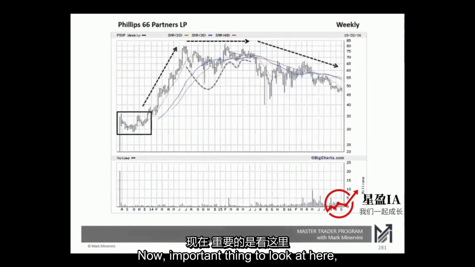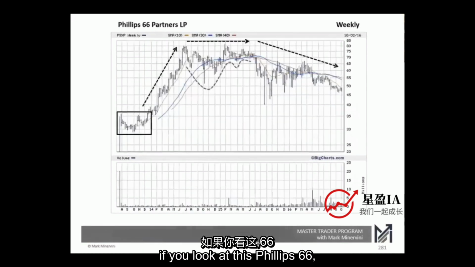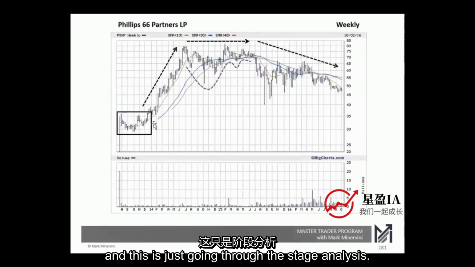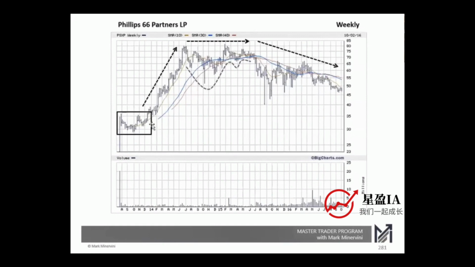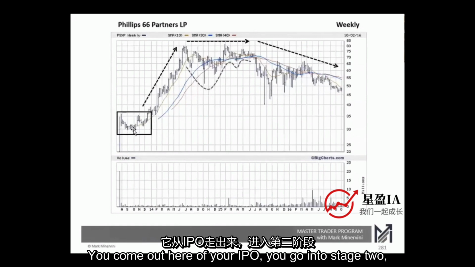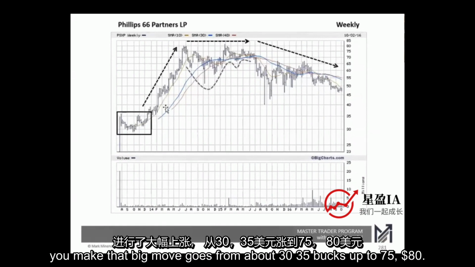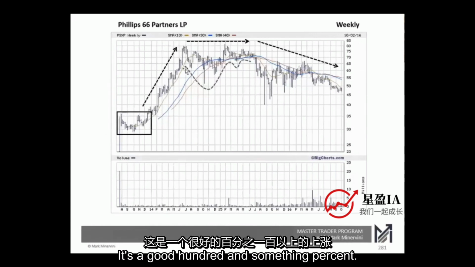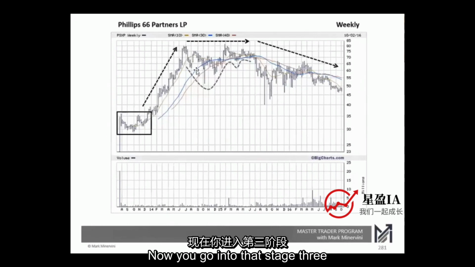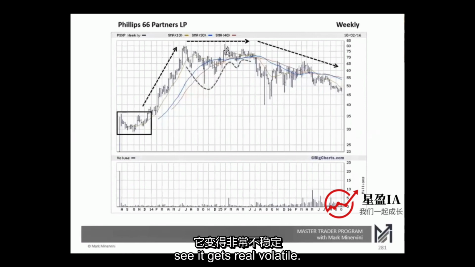Now, important thing to look at here, Phillips 66, this is a weekly, and this is just going through the stage analysis. You come out of your IPO, you go into stage 2, you make that big move. It goes from, I don't know, $30-$35 up to $75, $80. So it's a good 100-something percent. Now you go into that stage 3. See, it gets real volatile.